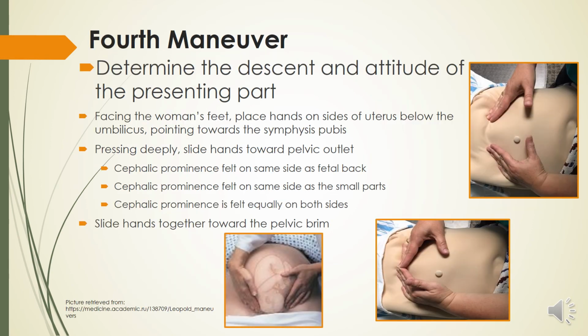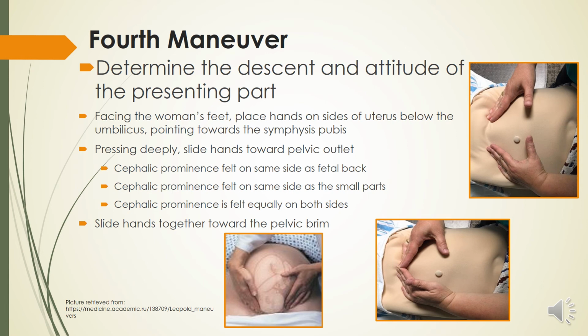For the fourth maneuver, we need to determine the descent and attitude of the presenting part. So this time you're going to turn facing the woman's feet. Place your hands on the sides of the uterus below the umbilicus and pointing towards the symphysis pubis. Pressing deeply, slide your hands toward the pelvic outlet.